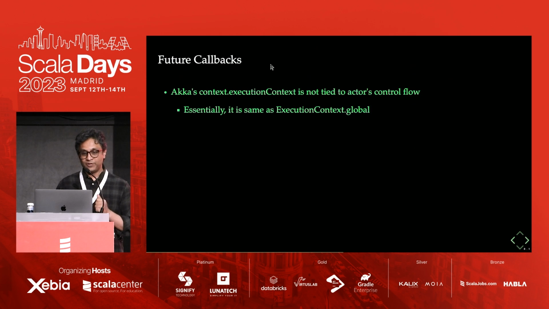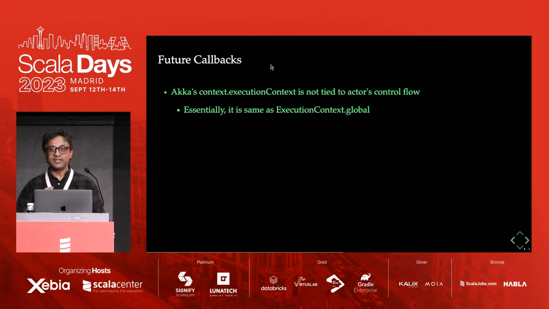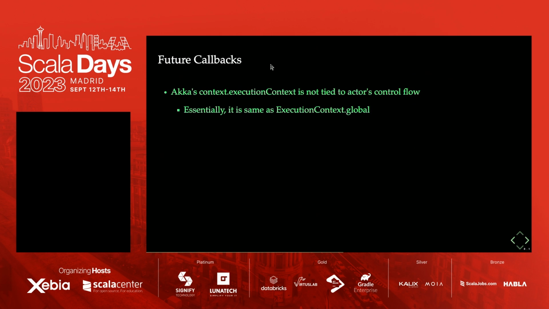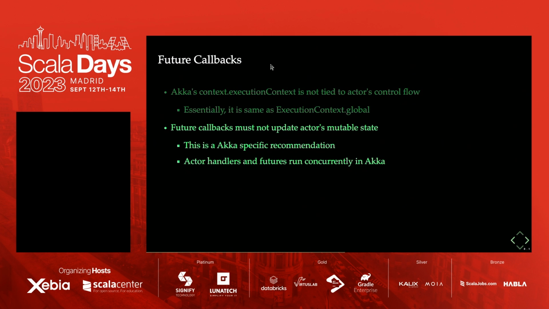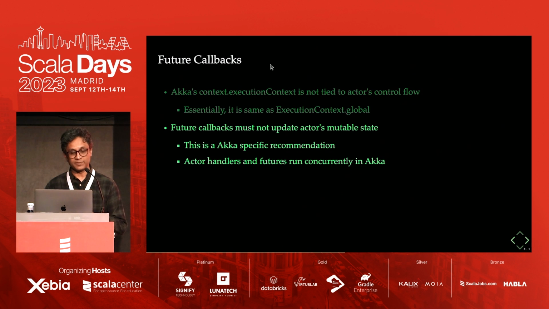All right. So in Akka, if you have a context in your akka-actor, and you import the execution context, then that is not tied to the actor's control flow. It is bound to the global fork join pool. Because of that, future callbacks must not update the actor's mutable state, and that is the official recommendation from the Akka documentation. Actor handlers and future callbacks run concurrently. Actor handlers are sequential with respect to each other, but the callbacks of the future run on a completely different thread pool, and that's why they can run concurrently.